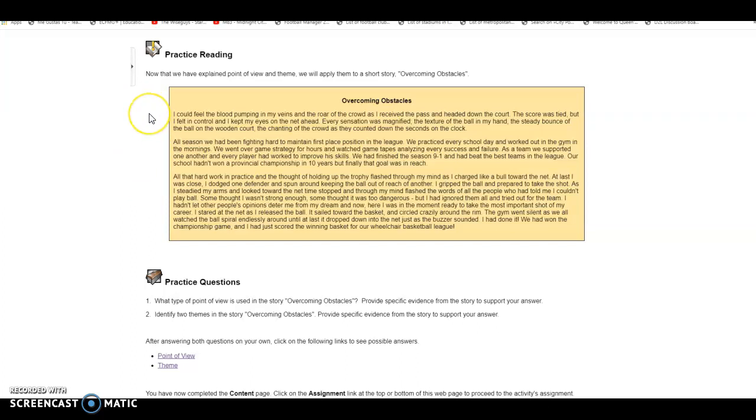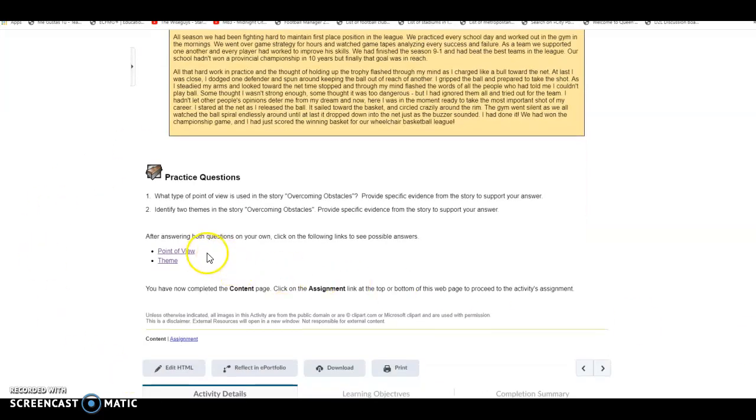Okay, so what is this story? What is the writer of this story trying to get you to learn or think about? See if you can come up with 2 sentences, 2 themes, and then proof from the story that back them up. And then if you want, when you're done, you can take a look at answers to the point of view question and answers to the theme question to see how you did.